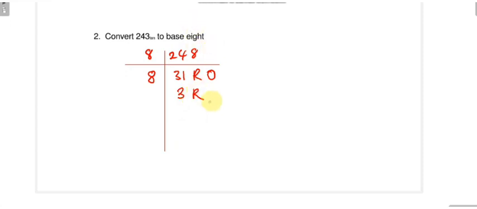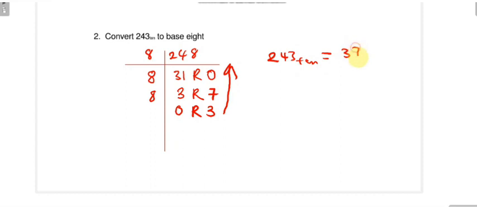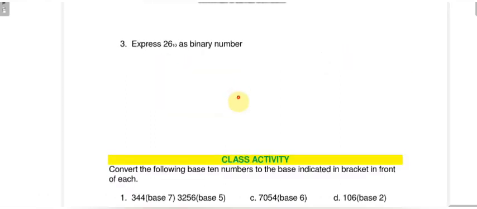Remainder 7. So again, we divide by 8. 3 divided by 8 is impossible. So you write 0 here, and you write remainder 3. This 3, you bring it here. So you write this up in this format. So we can now say 243 base 10 is equal to 370 base 8.